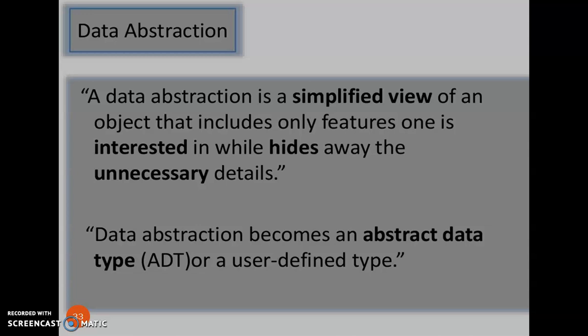Data abstraction. It is defined as only showing the interesting features and hiding the unnecessary details. That is called data abstraction. It becomes the abstract data type, that is ADT or user defined type.